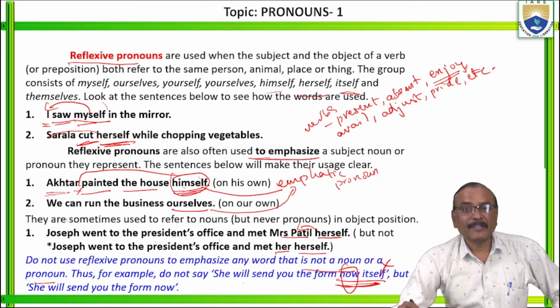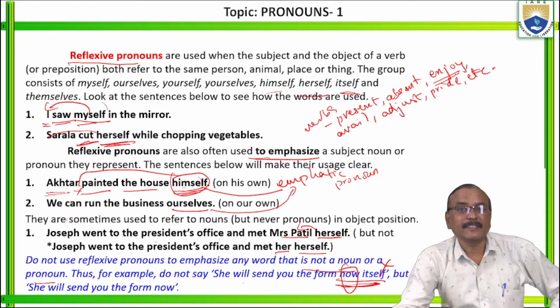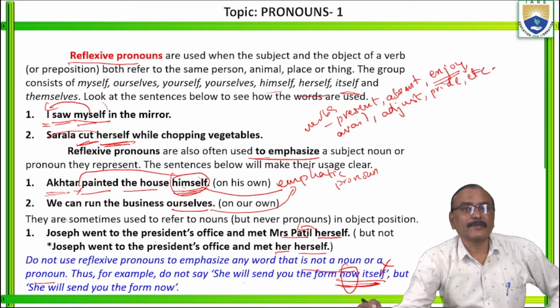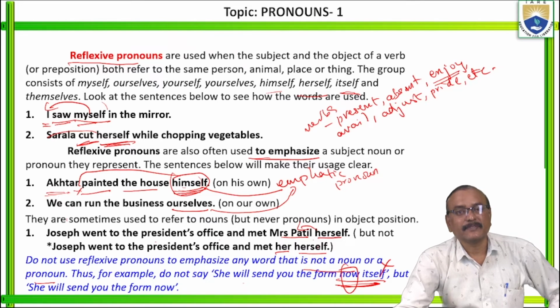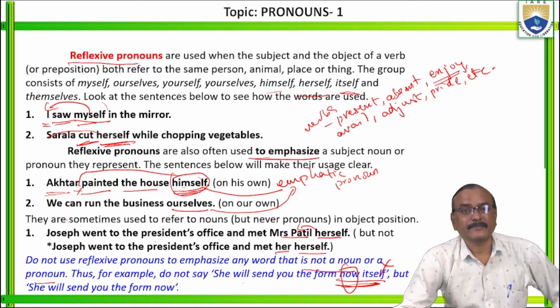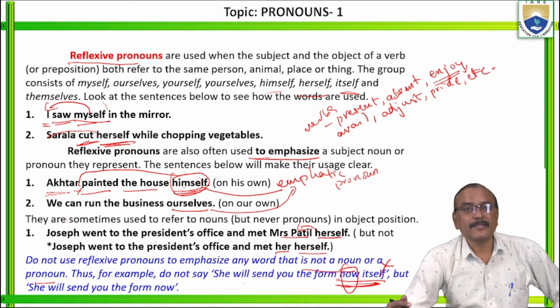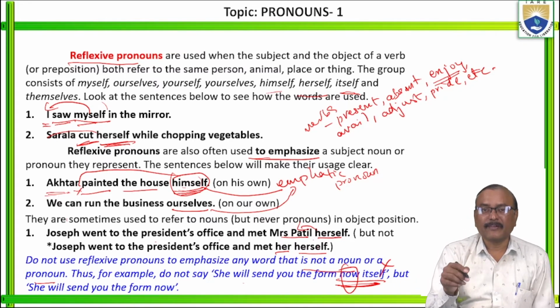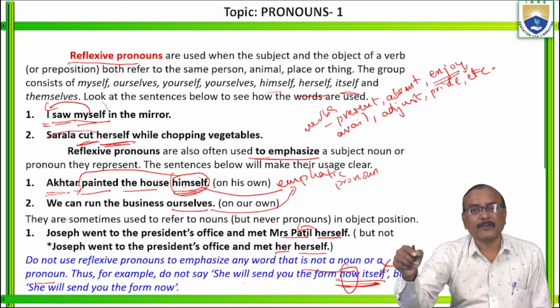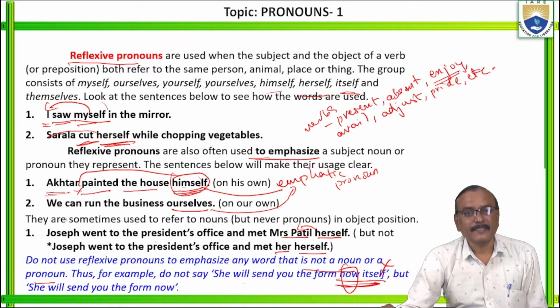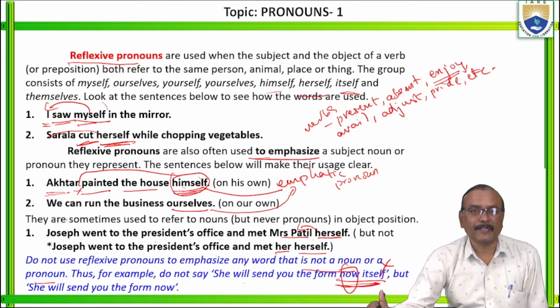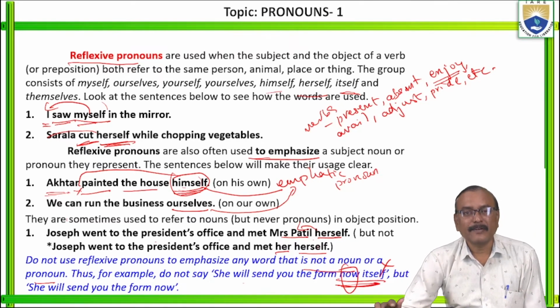But after enjoy, if there is an object, there is no need of a reflexive pronoun. We enjoyed the party last night. We enjoyed what? The party. We enjoyed the music. We enjoyed the dance show. So when the verb enjoy is followed by an object, there is no need of using a reflexive pronoun. Otherwise, we have to use it.